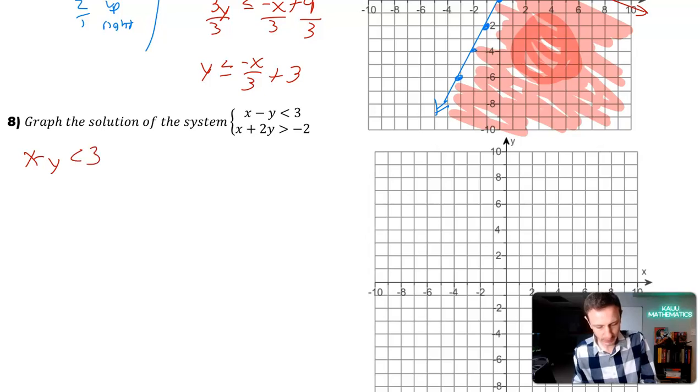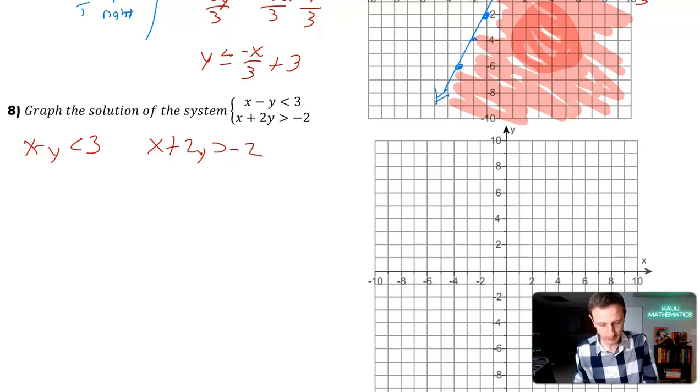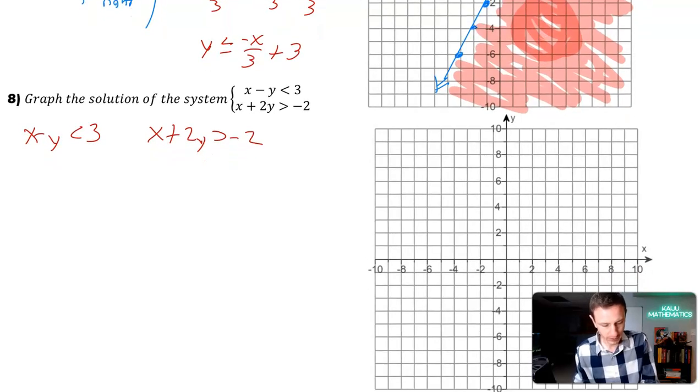So we have x minus y is less than 3, x plus 2y is greater than negative 2. So for the first inequality, I'm going to subtract x from both sides. I get negative y less than negative x plus 3.